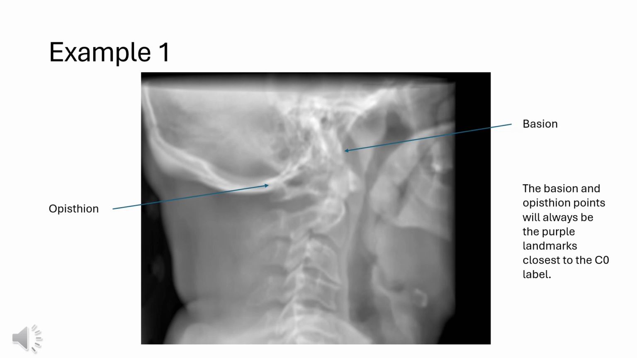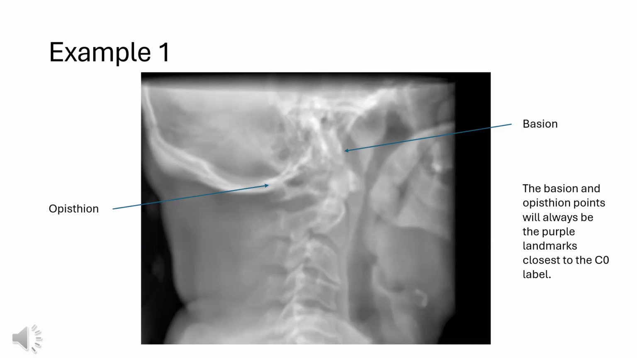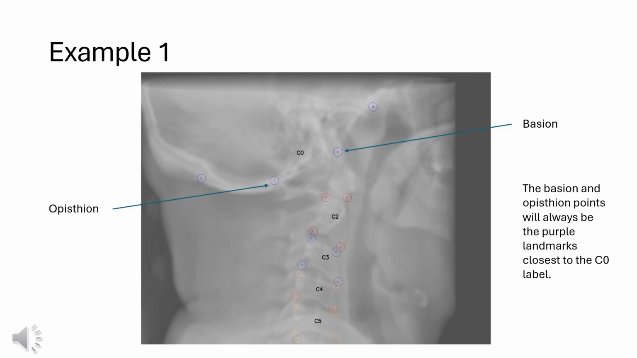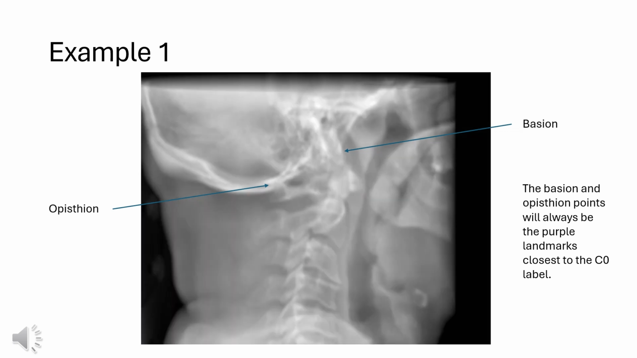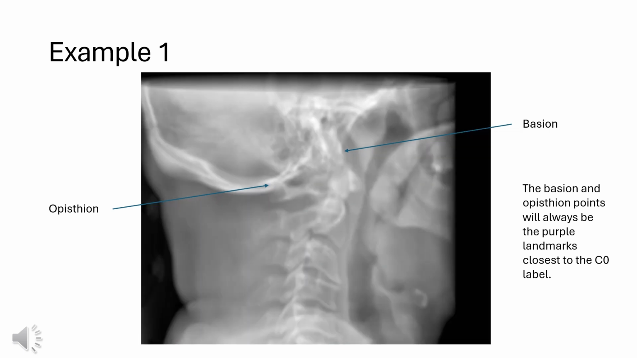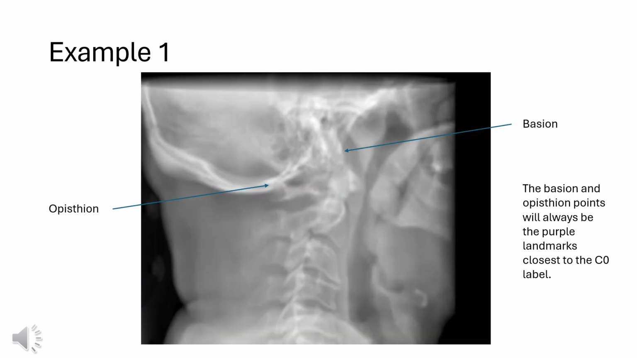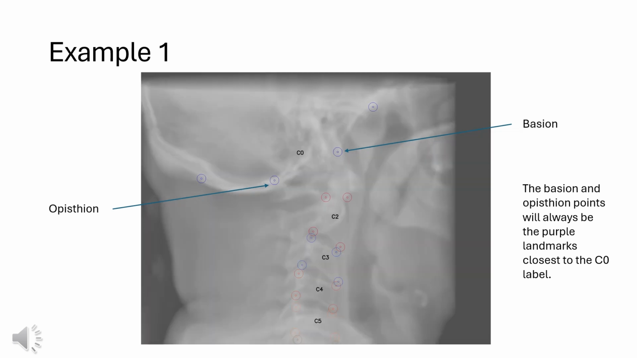Here is an example of a DRR created from a CT exam of the cervical spine. Note that the landmarks are shown in only one image, as the images with and without the landmarks are alternately displayed. Multiple landmarks are shown. The basion and opisthion will always be the light purple colored landmarks closest to the C0 label.